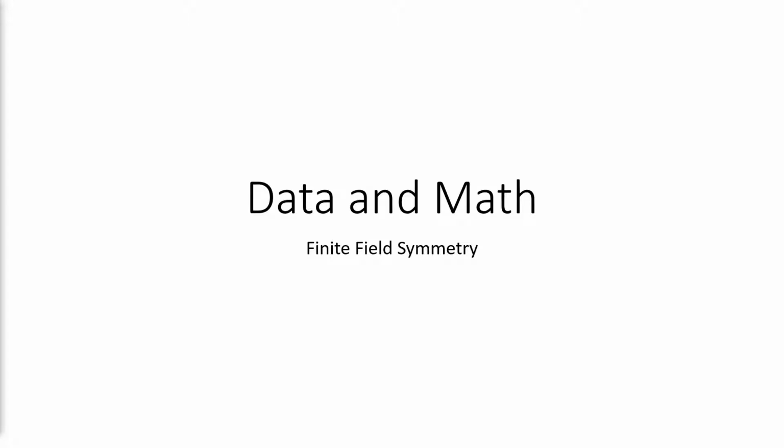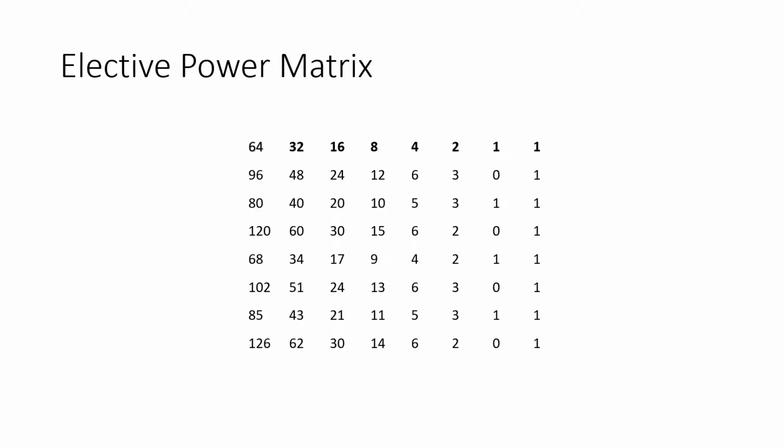Data and Math, Finite Field Symmetry. In the last video, we constructed the following matrix, which is designed to allow for coefficient collapse on row differentiation. Its construction is very simple, which is the goal of this lesson. I call it an elective power matrix because we can select how it is constructed.